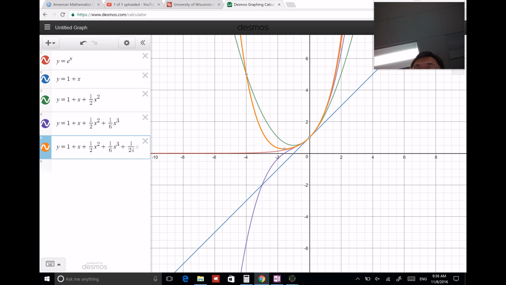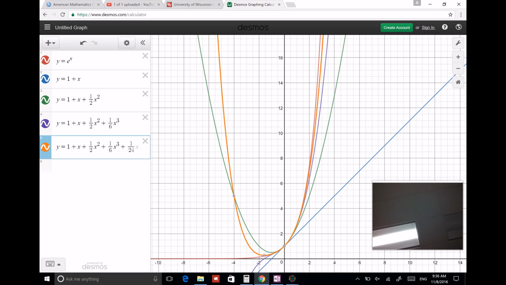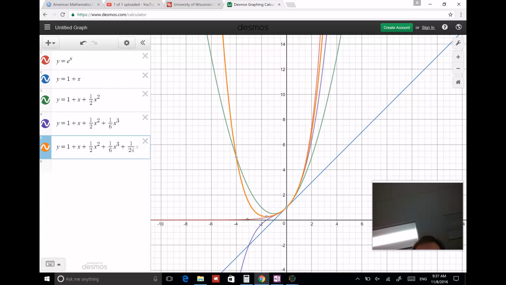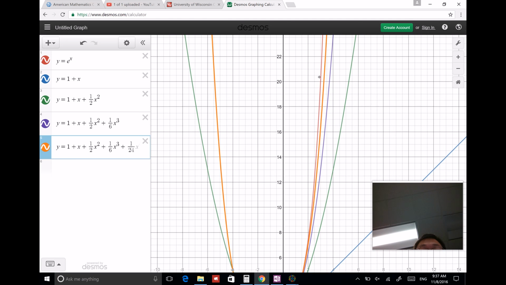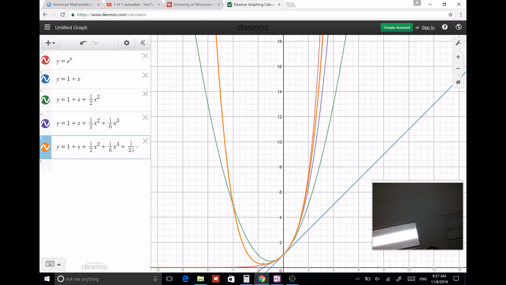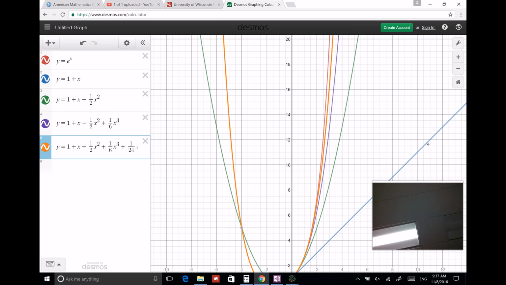Okay, so if we look at the picture, you can tell the red crimson one, you can match the color. The red color is e to the power x, the original function. The blue one is the linear function 1 plus x. At this point it's good, but if you continue to the other points, the blue one is not really good. It has a big error.